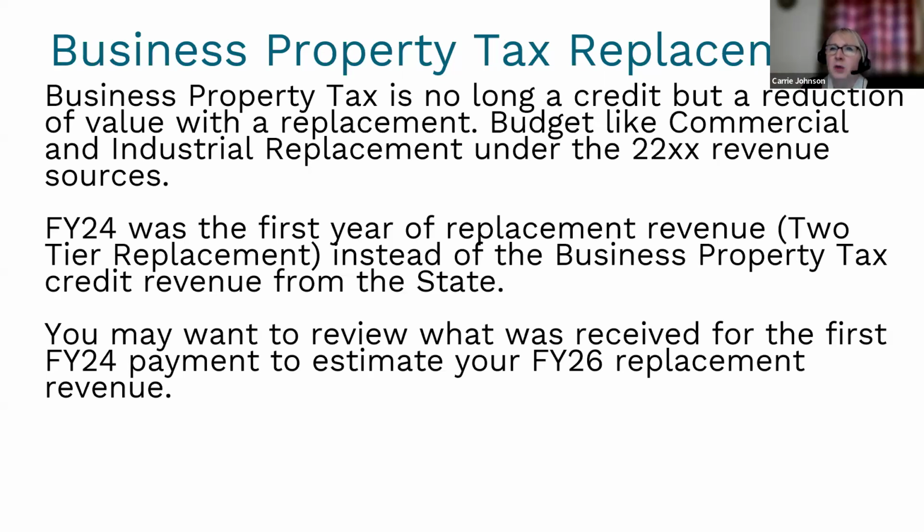It used to be called the business property tax credit. Now it's essentially a replacement. It's often referred to as the two-tier replacement because of that. First 150 is this, and then above that is 90%. So just keep it in mind. This is a reduction of value that is already seen within the value that you're taxing against. There is a replacement that comes from the state to replace some of those dollars.